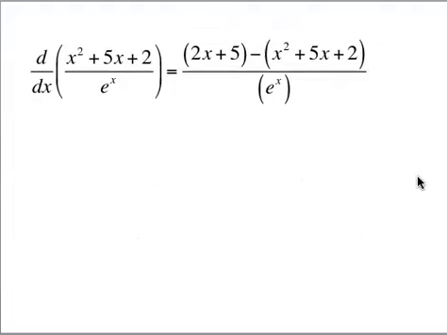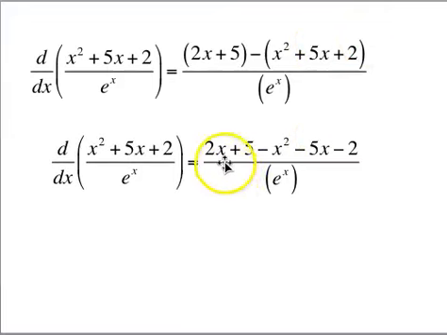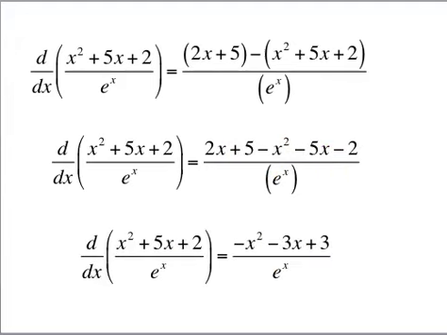So this is the last line of the previous slide. Again, subtract x squared, subtract 5x, subtract 2. And what do we have? Negative x squared is the only x squared piece. 2x minus 5x would be minus 3x. 5 minus 2 would be plus 3. So negative x squared minus 3x plus 3 over e to the x, with some fairly challenging algebra involved in doing the quotient rule for that problem.